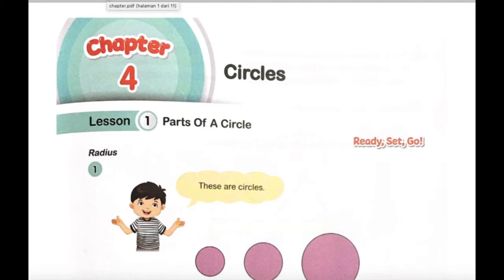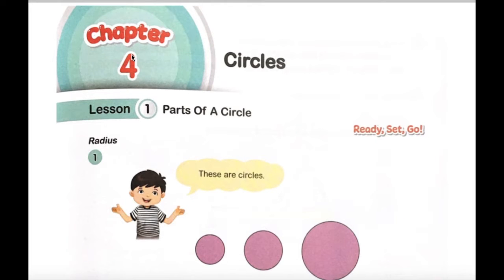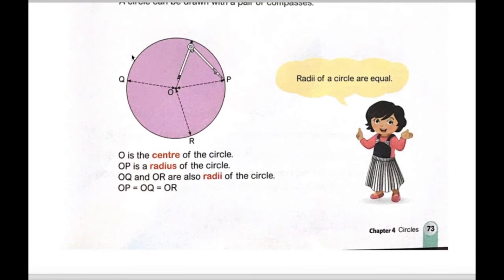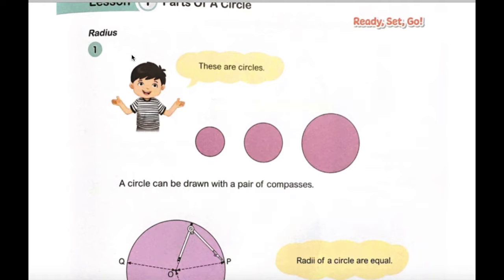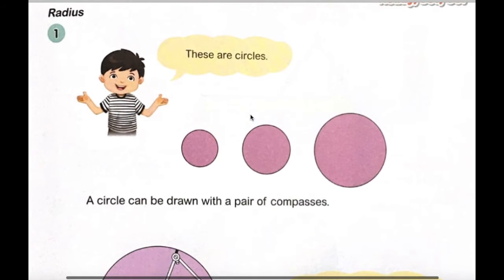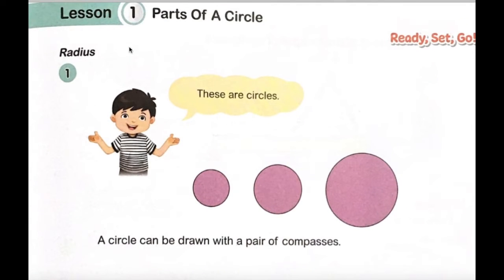Now we will talk about circles in chapter 4. I'm going to explain a bit from your textbook, page 73. Actually, we already learned about this in Matematika, yeah? So let's just do a review. Okay, ready, set, go. Now we're going to talk about radius because we're going to talk about parts of a circle.